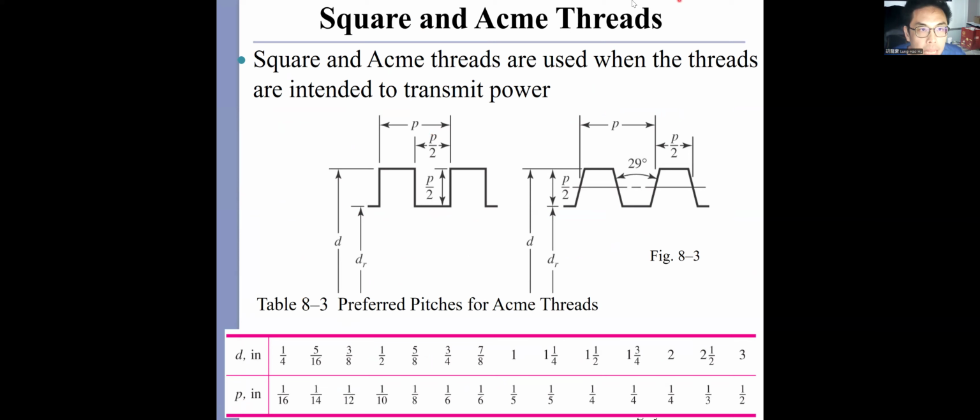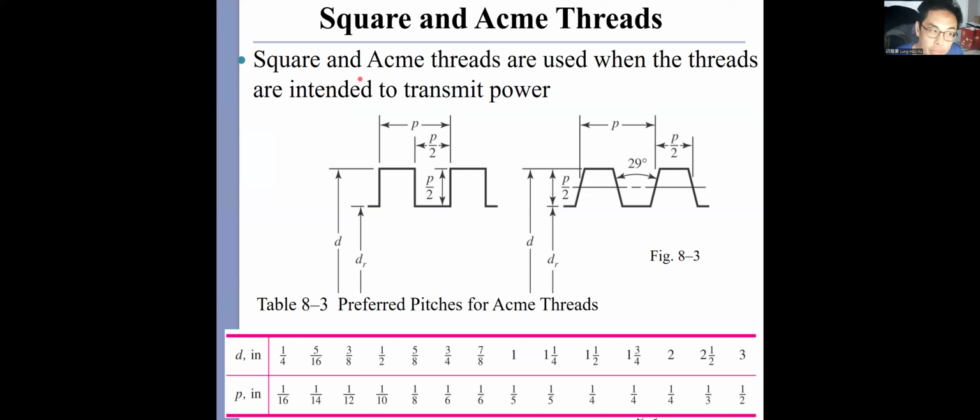Okay, and now we can define two types of thread. One is the square, and the second is called the Acme thread. Square and Acme threads are used when the threads are intended to transmit power. So if we're going to use the thread to transmit power, you have to consider whether you're going to use the square or Acme thread.